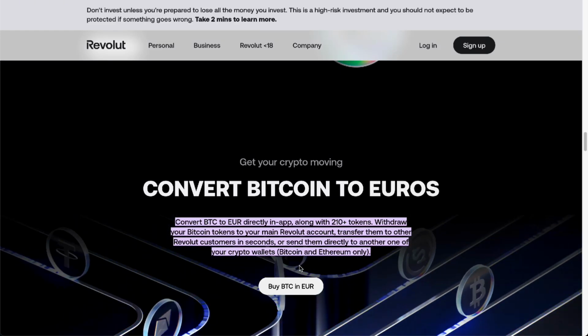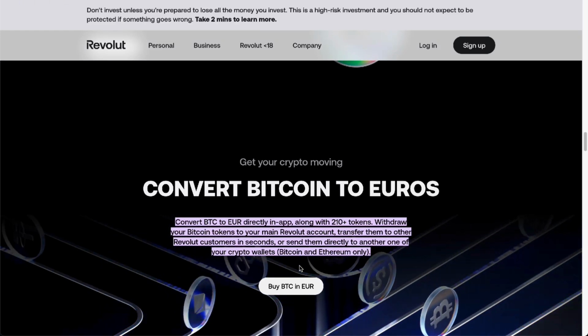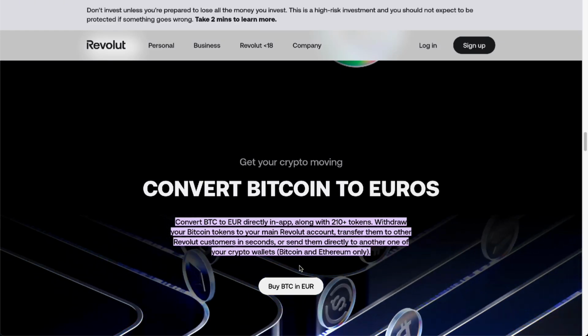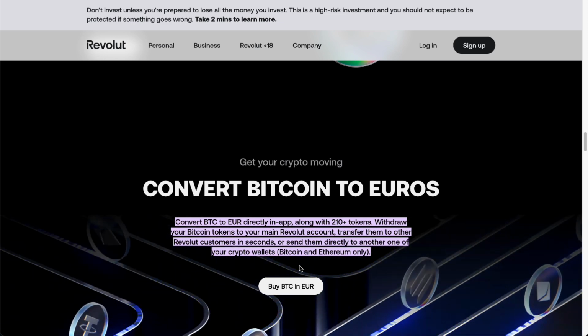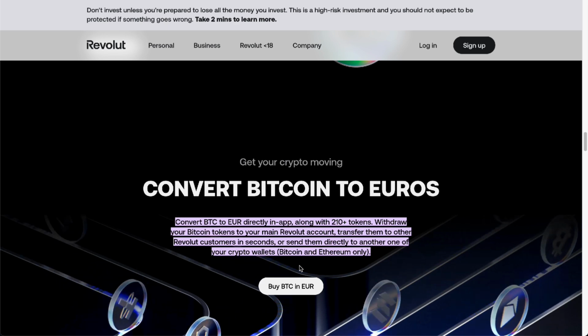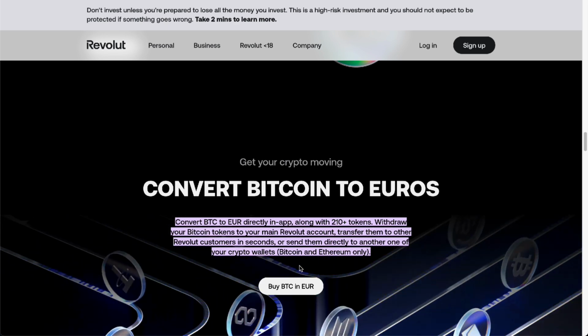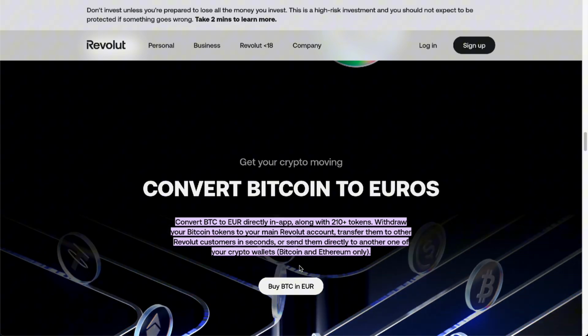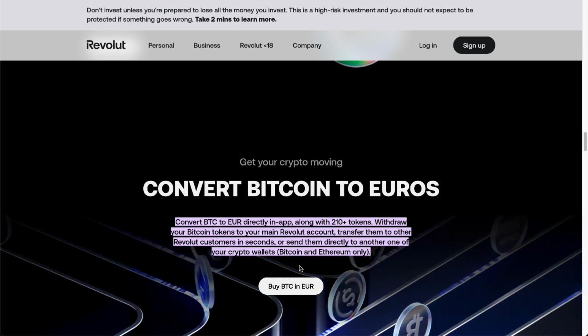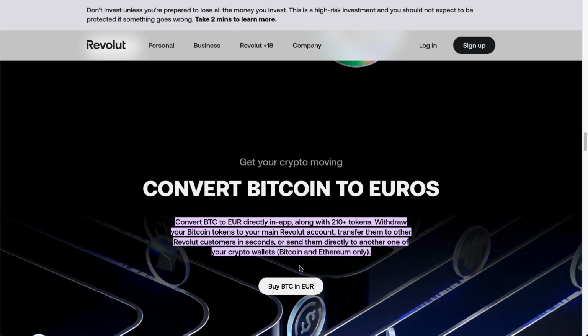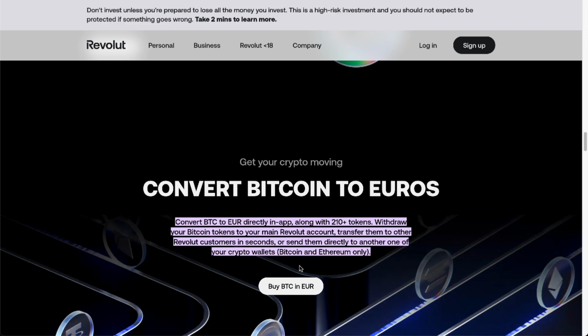So guys, in this video, we're going to talk about how to convert crypto in Revolut. It's pretty simple, and actually it was not simple to find, but I heard that Revolut does not have a swap option, but it says here you can convert Bitcoin to Euro directly in app along with 210 tokens. So you will have to do a market order basically for whatever you're trying to swap.